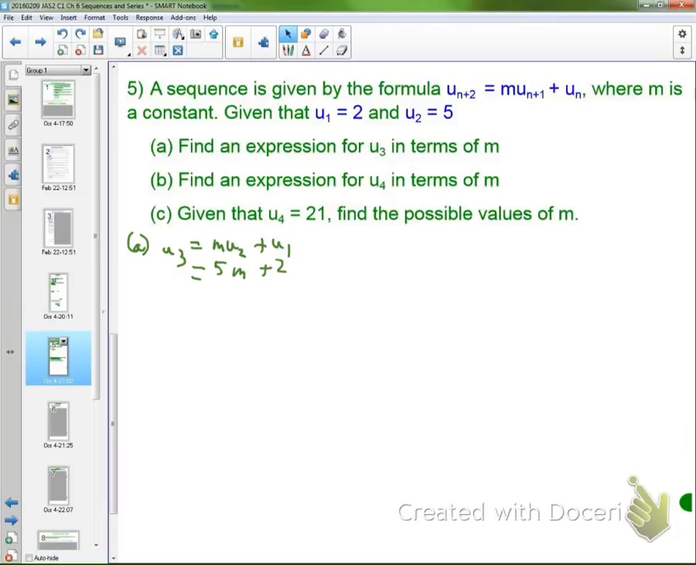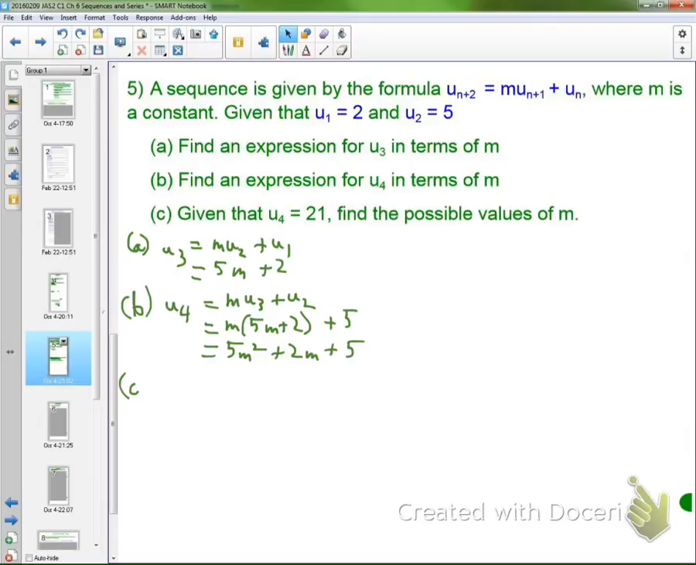So we have part A finished. For part B, we're looking for u4, so we have m times u3 plus u2, so then we have m times 5m plus 2 plus 5. So this is where it starts to get a bit more complicated. Not a huge amount more, not actually that much more difficult. But now we get a quadratic expression for u4.